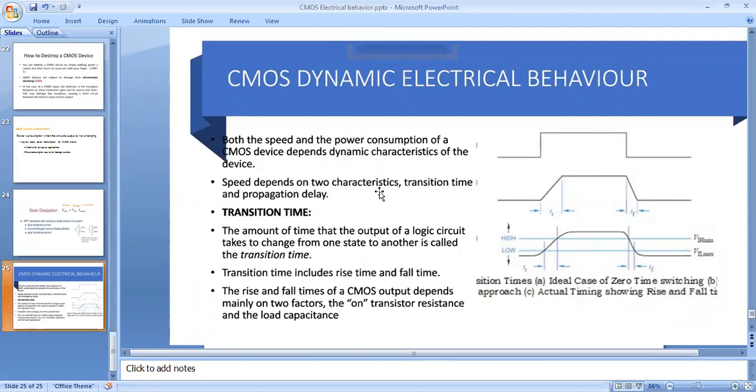One is transition time and another one is propagation delay time. First of all, we discuss about transition time. So what is transition time?